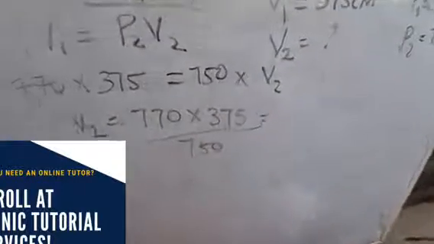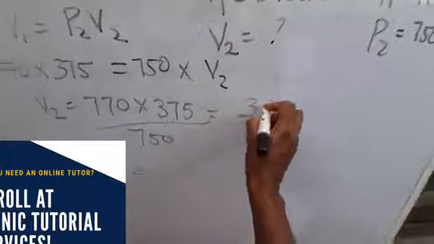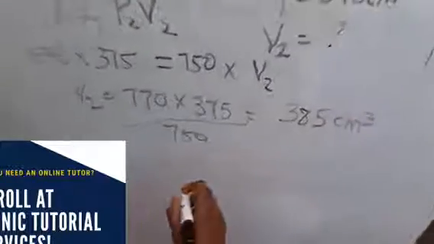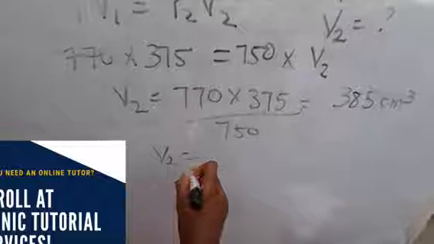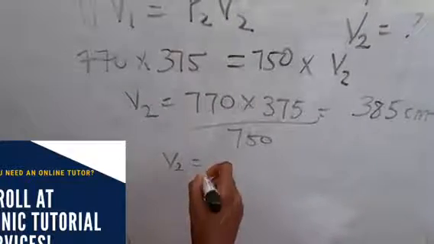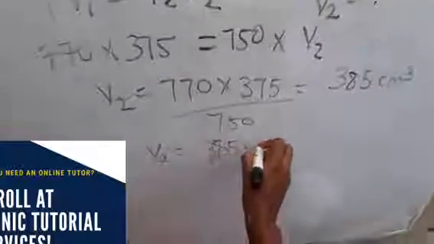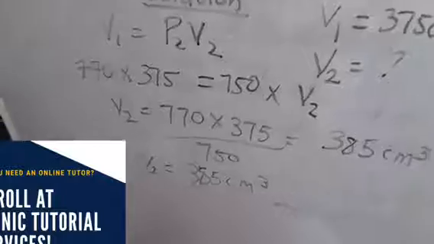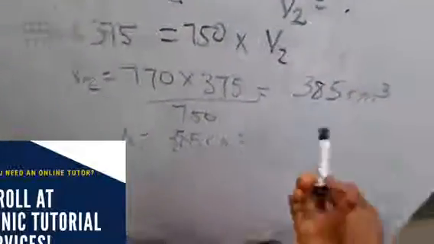By the time we carry out the calculation, we arrive at 385 centimeter cube. So our volume at 750 millimeter mercury is 385. This now has proven Boyle's law, because as the pressure is reduced, the volume increases.